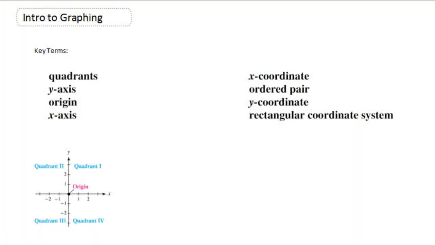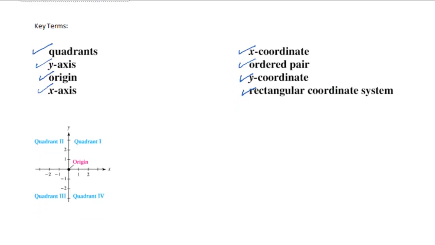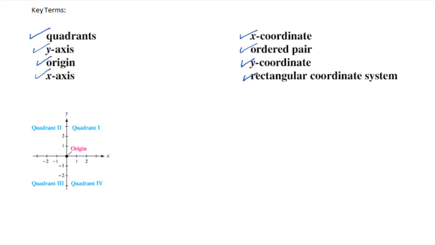In this video, we're going to introduce you to graphing in a rectangular coordinate system. Since it's a new topic, it's important that you get the following key terms by the end of this video. Those are quadrants, y-axis, origin, x-axis, x-coordinate, ordered pair, y-coordinate, and rectangular coordinate system. So listen for those as we go through this video. Make sure you understand what each of those mean.